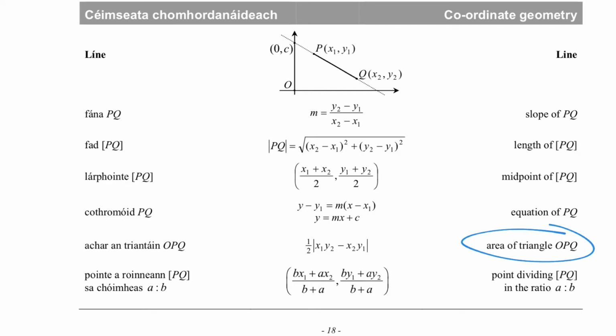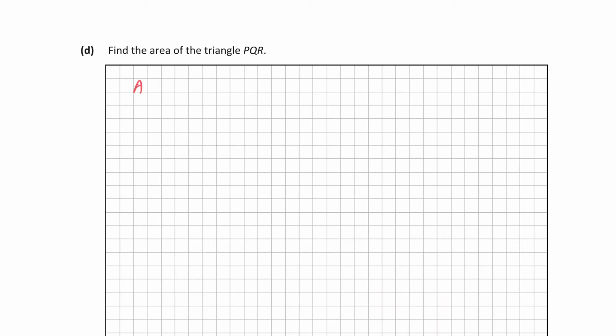Now, the important thing about that is that you have to make sure that you've got 3 coordinates and one of those coordinates has to be 0, 0. So I'll just take down that formula there. So it's half the modulus of x1, y2 minus x2, y1. And like I said, that's when you're given 3 coordinates, but one of those coordinates has to be 0, 0.